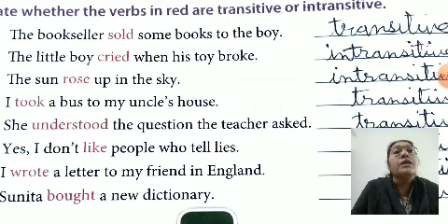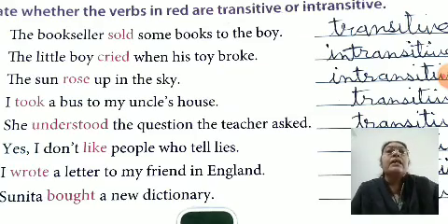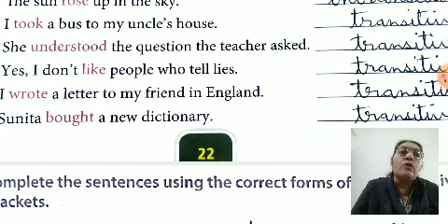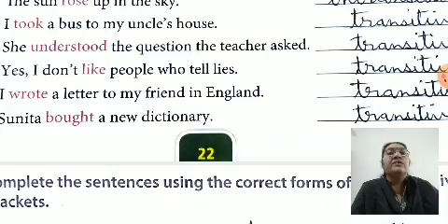I took a bus to my uncle's house. I took, but what? A bus. So it's a transitive verb. She understood what? Then we ask a question with what, so depending on the object, it's called transitive. I don't like people who tell lies. It's transitive. I wrote a letter to my friend in England. Wrote, but what? Letter. So transitive. Shunita bought a new dictionary. Who bought? Then we automatically reply Shunita. So depending on the object, it's transitive.